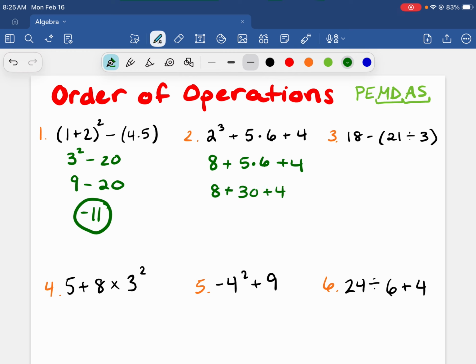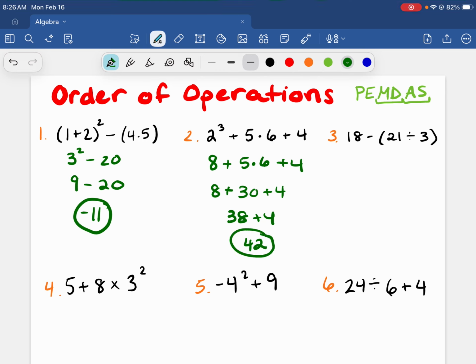And now since we only have addition left over, we can really do this in any order. Addition is commutative, meaning we could do 8 plus 30 plus 4, or we could do 30 plus 4 plus 8, or we could do 8 plus 4 plus 30. Any of those options are going to give us the same answer. I'm just going to go left to right. So 8 plus 30 is 38, and 38 plus 4 is 42.